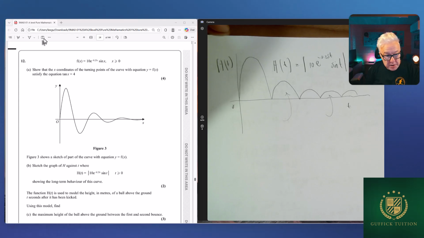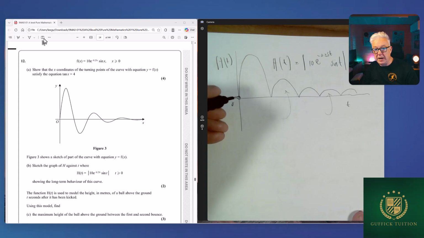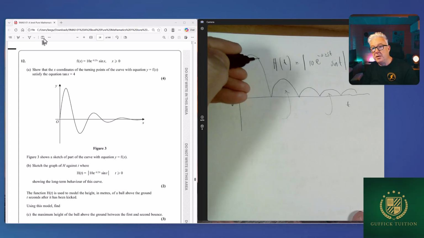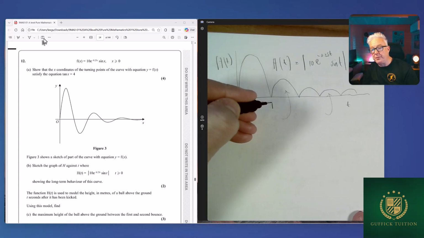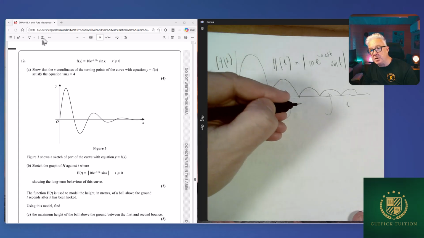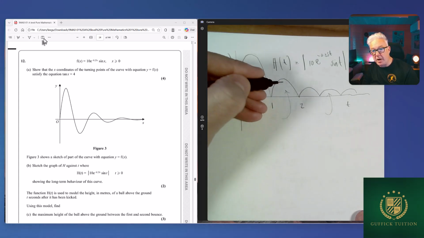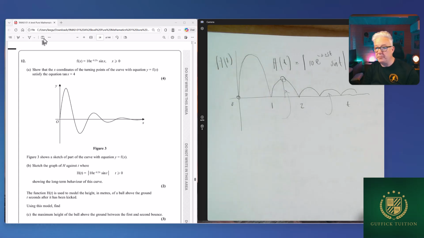Okay, now part, what's the next bit? The function h of t is used to model the height in meters of a ball above the ground t seconds after it is being kicked. Using the model, find the maximum height of the ball above the ground between the first and second bounce. Okay, so here's a ball. It gets kicked up in the air. This is bounce number 1. This is bounce number 2. So the maximum height in between bounce 1 and bounce 2 is here, like that.